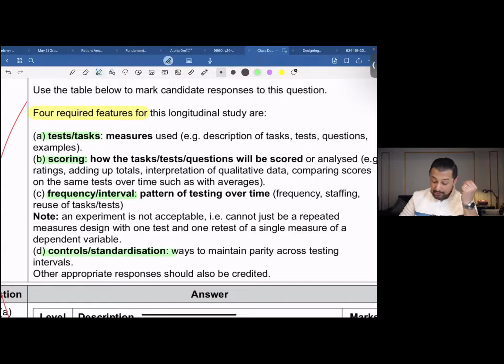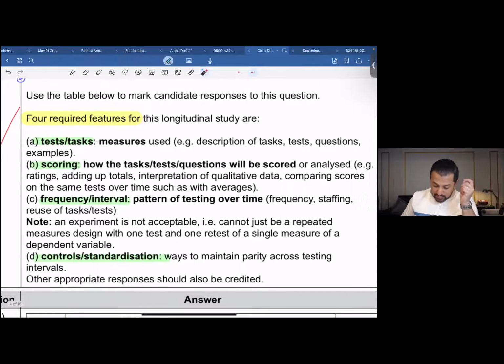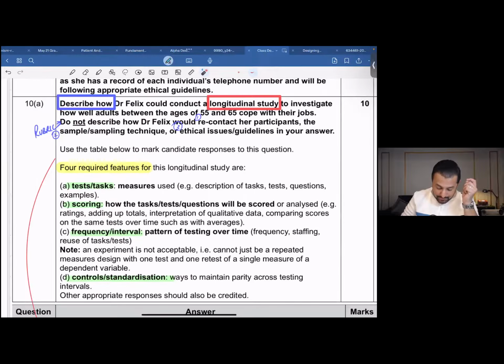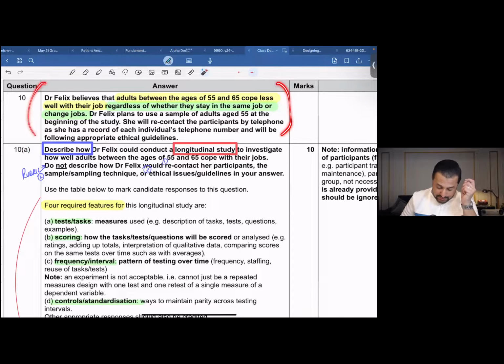The next point, make sure you are using controls. You have enough control employed in your investigation that helps you standardize your procedure. And if you're able to standardize your procedure, you would be able to replicate your study. And if you're able to replicate your study, the chances of higher reliability are always there. So controls of standardization, ways to maintain parity across testing intervals. Now, this was the specific question. This was the scenario.